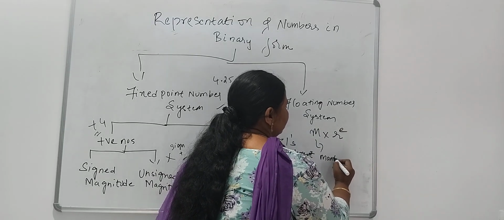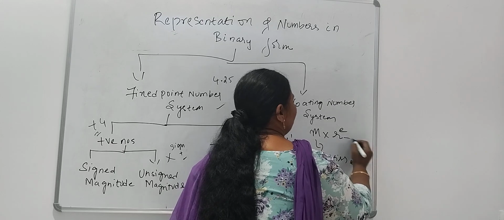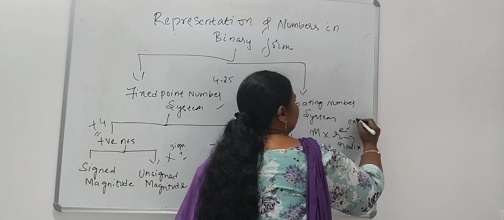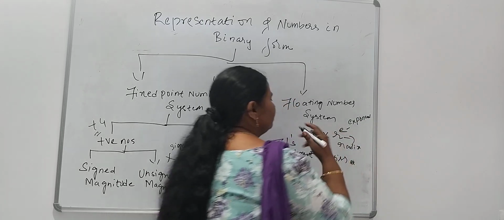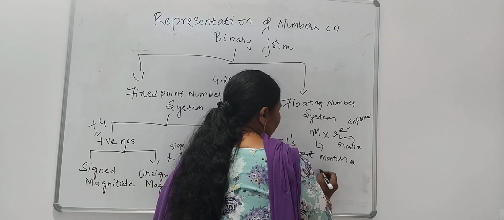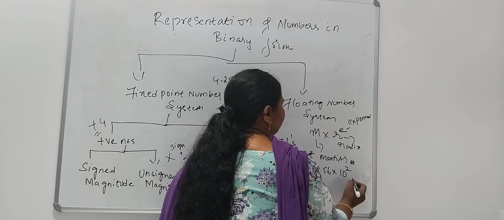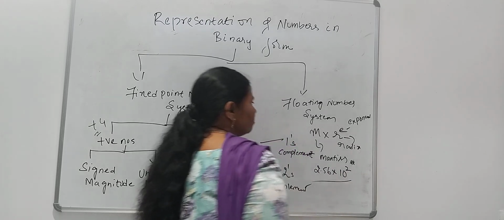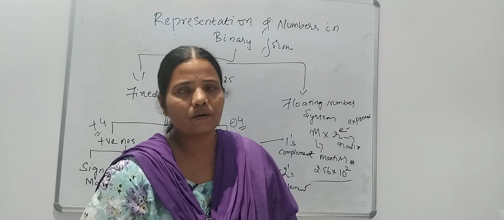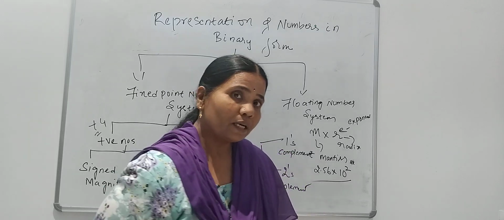Mantissa m, r is radix, e is exponent. Any number which is in this form, that number we call it as a floating point number. So if you take one number like this, 2.56 into 10 to the power of 2, those numbers will be coming under your floating point numbers. So whenever you want to store a large range of numbers, then we go for the floating point number system.